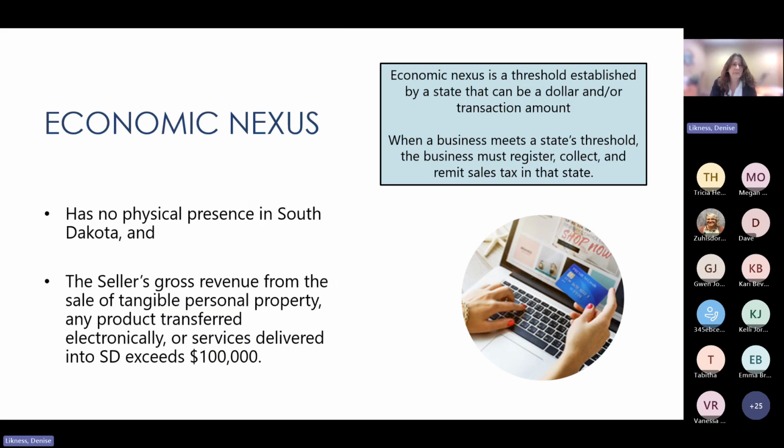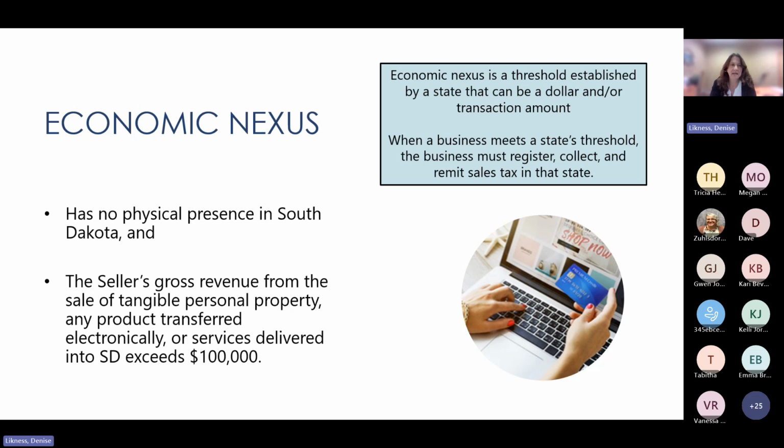Economic nexus is a little bit more difficult. This is where you do not have a physical presence in state. You may be a remote seller. So we have established a threshold. The state of South Dakota established a threshold when you do have to get a license in South Dakota.